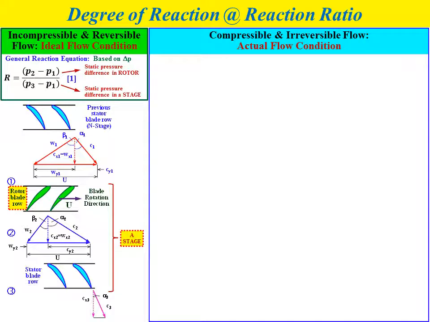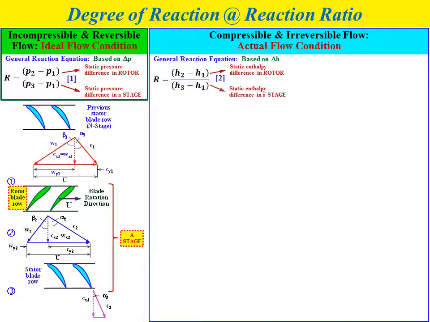For the actual flow condition, where we consider the flow is compressible and also irreversible, the general reaction equation is based on the static enthalpy difference, where the degree of reaction formula is equal to H2 minus H1 divided by H3 minus H1, represented by equation number 2, where H2 minus H1 is the static enthalpy difference in the rotor, and H3 minus H1 is the static enthalpy difference in the stage of the compressor.